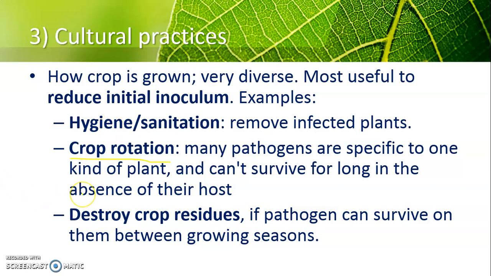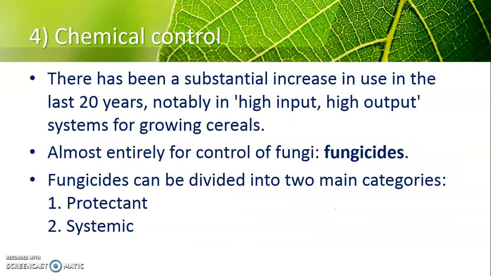And then destroy crop residues, if the pathogen can survive on them between growing seasons. For example, when the oil palm has been harvested and we want to fell everything and clear it, then all the waste we have to destroy. Don't just leave it at the side, because the pathogens are still there. Okay. Chemical control. Usually we use fungicides, which are very specific to fungi, so we use the fungicides.